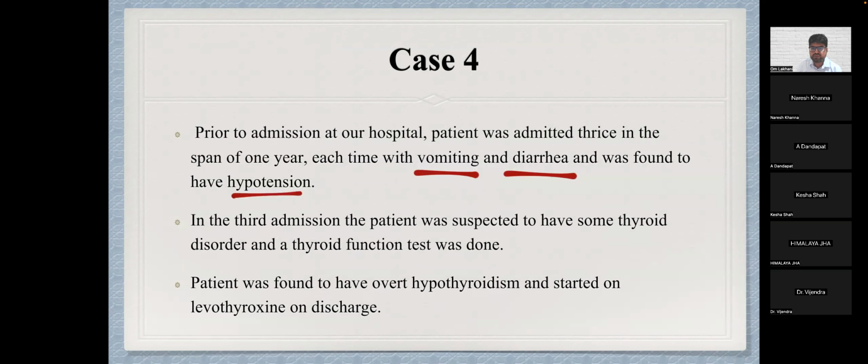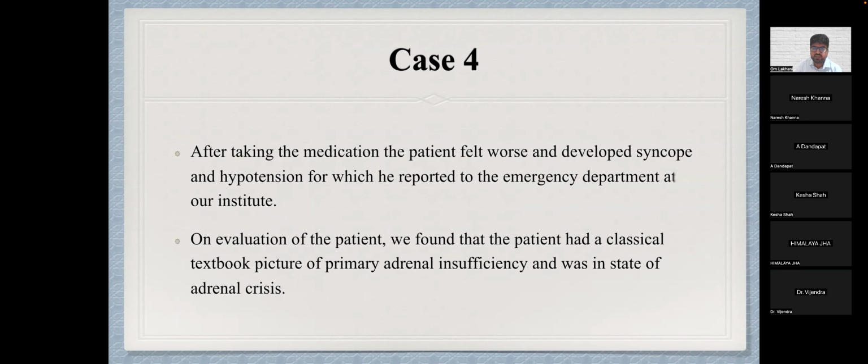The third admission, the patient was suspected to have some thyroid disorder by the physician who saw him, and a thyroid function test was done, and as expected, there was in fact overt hypothyroidism. The patient was started on levothyroxine, as in most cases you would do this, right? But what happened was, once the patient was started on levothyroxine, he actually felt worse and developed syncope and hypotension, for which he came to the emergency department.